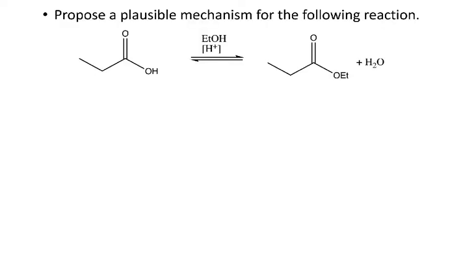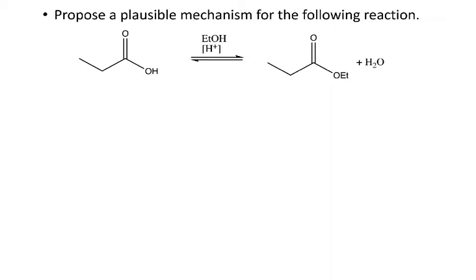All right, so we want to propose a plausible mechanism for this reaction. So I'm converting this carboxylic acid into this ester. I'm doing this in acidic conditions. So essentially I'm replacing the OH with an ethoxy group, but the ethoxy group directly can't be my nucleophile because I can't have OEt minus present in acidic conditions. So the ethanol is going to have to be my nucleophile.